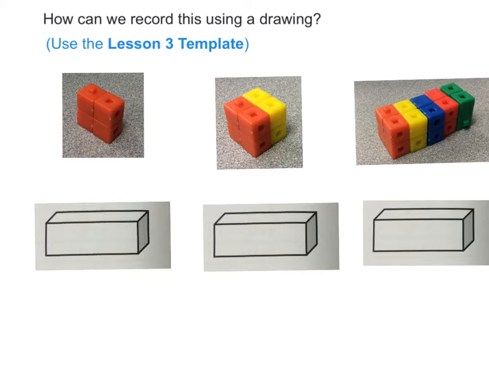So the first one, how many layers are there? 1. So we can leave this whole. And let's just write that there are 4 blocks in that one layer.